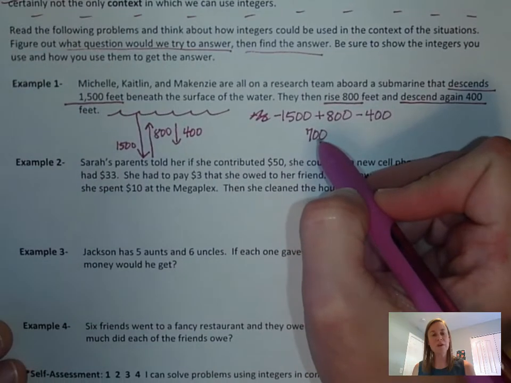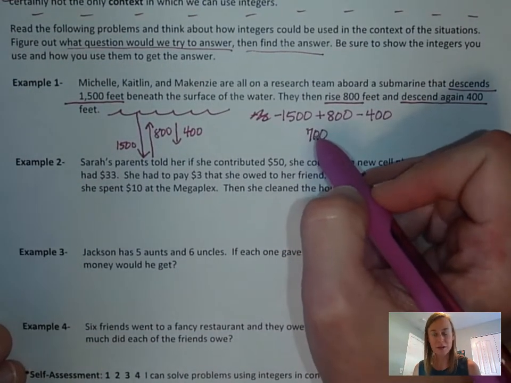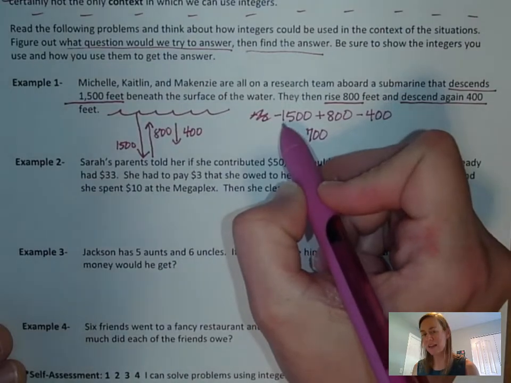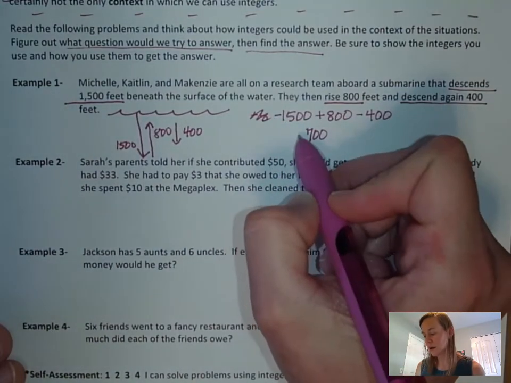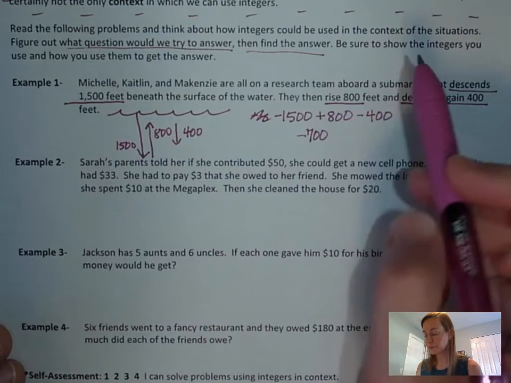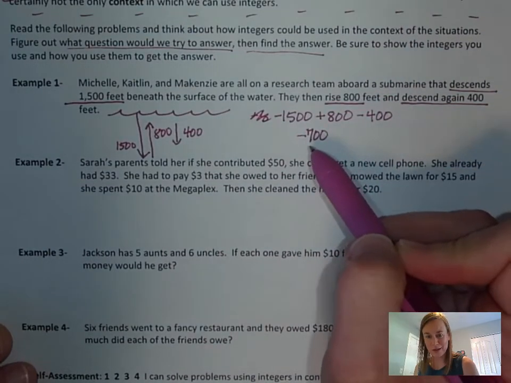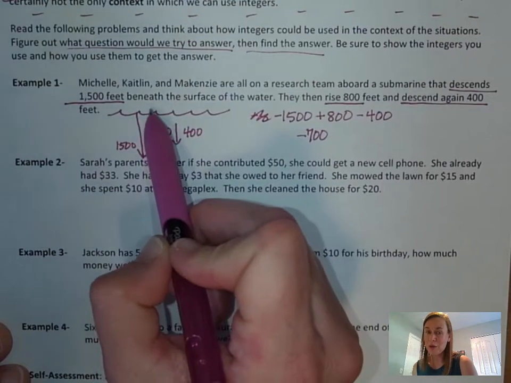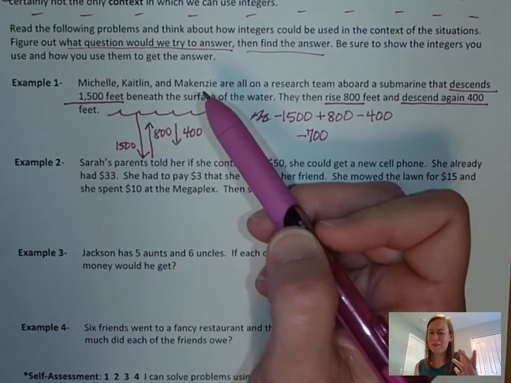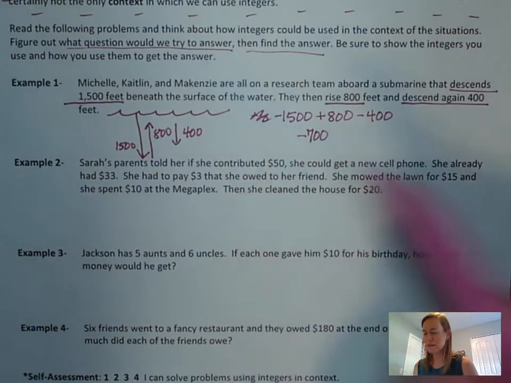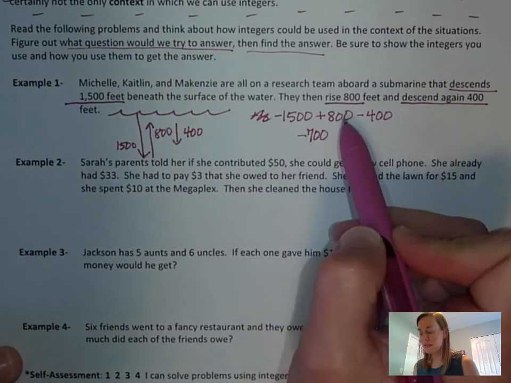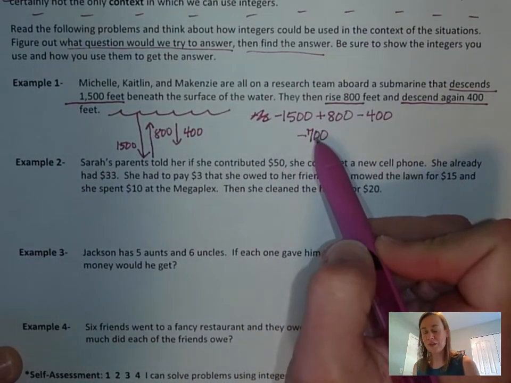And if you remember, we have to take the sign from the larger number. So which one of these is larger? The 1,500 is, and it's negative. So our 700 will be negative also. And if you think about it in terms of water, it has to be negative because we're still under the water. If the submarine flew up above the water, that'd be positive. I don't think that's possible. Maybe I'm wrong. I don't know a lot about submarines. So negative 1,500 plus 800 gives us negative 700.